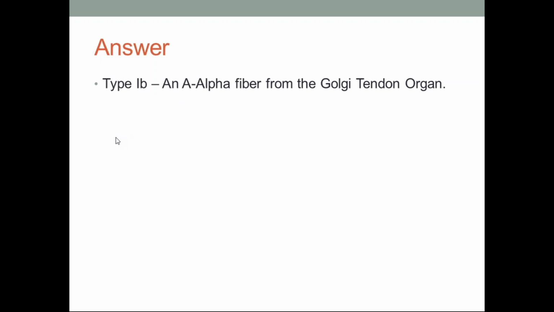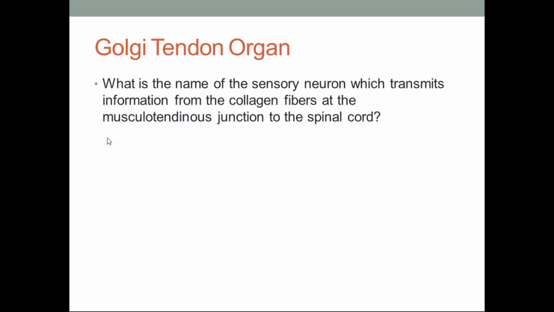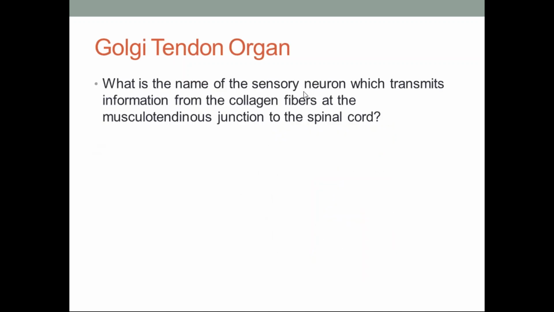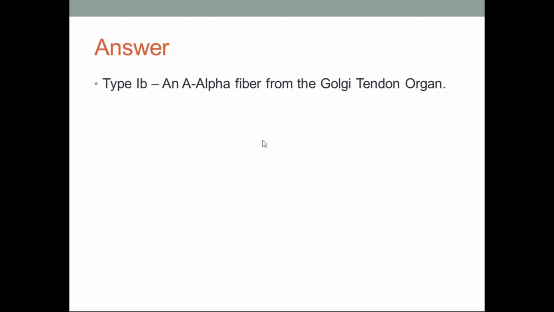So those of you that said GTO, that's not necessarily incorrect. But specifically when we look at this neuron coming from it, GTO is referring to the collagen fibers, the connective tissue capsule, and the nerve fiber. The question was asking what is the sensory neuron? So that would be the type 1B. A for spindles, B for GTO. So type 1B, and it's an A alpha because it's one of your proprioceptors, so it functions in one of your reflexes.